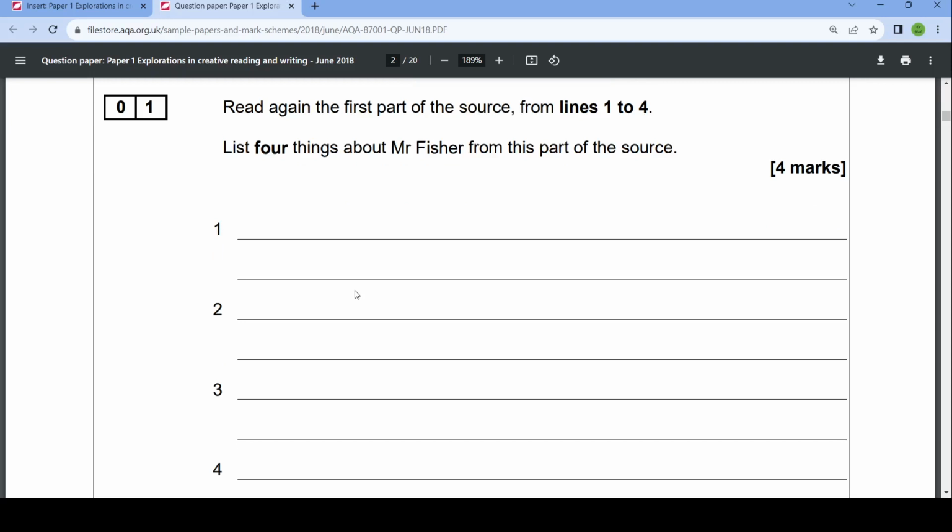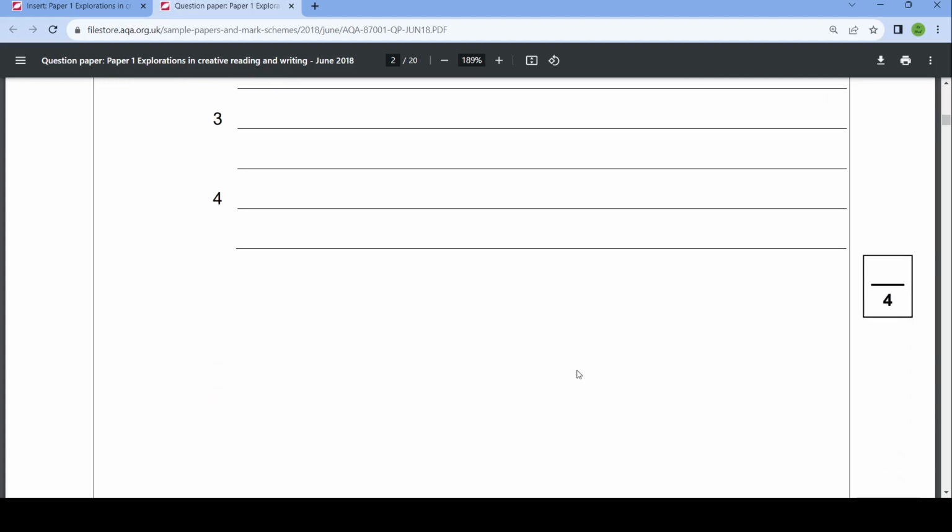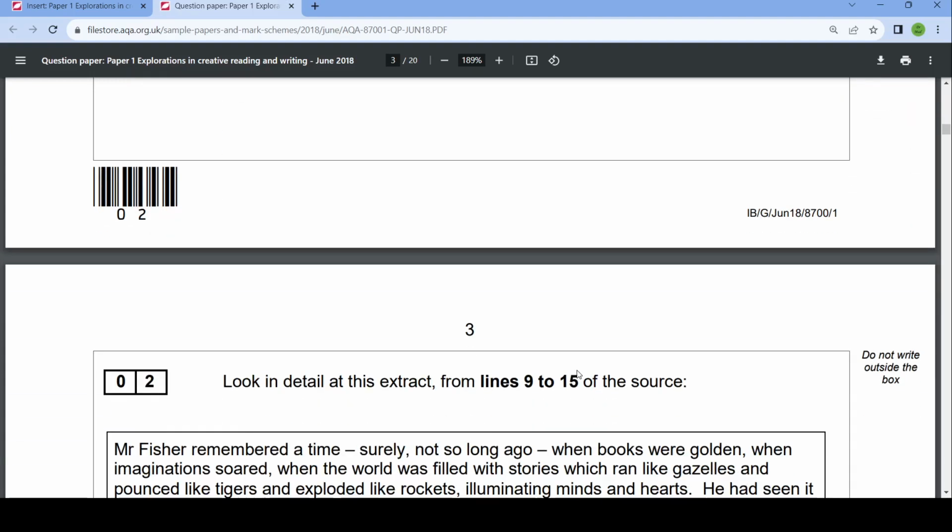So here, we're not looking for hidden meanings. We're not looking for detailed analysis. You can literally just write down 4 quick bullet points, and it could be directly from the source, or you could just paraphrase. Okay, so that's question 1. Very straightforward. Let's move on to question 2.